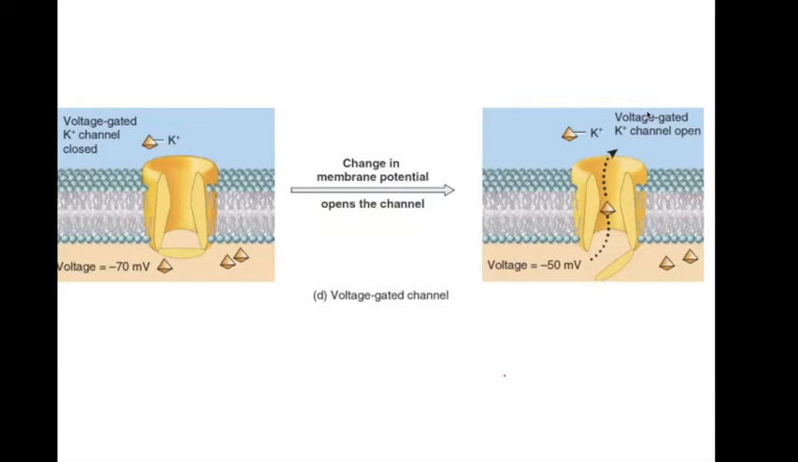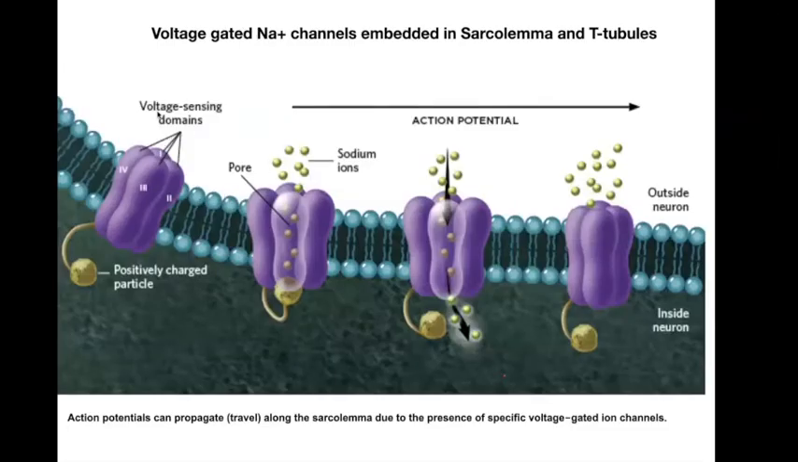And in that case, it's potassium, but it could also be a voltage gated sodium channel. And if you have a bunch of those voltage gated sodium channels embedded in the sarcolemma in a particular arrangement and the T tubules, you can pass on an electric signal. That is, an electric signal in the form of an action potential can propagate down the length of the sarcolemma throughout the whole cell. And it's due to the presence of these specific voltage gated ion channels.